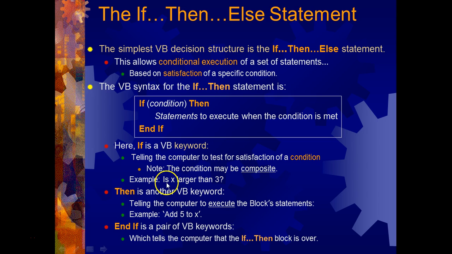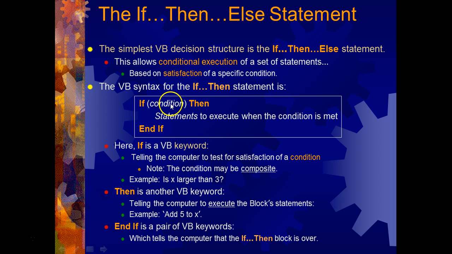Anyway, here's one. Is X larger than 3? So that's not a composite condition, that's just a regular condition. Then is another VB keyword, telling the computer to execute the block statement. So this is the block here, whatever we put in here, called the block. It can be more than one line, but here it's just one line. Add 5 to X. So that might be what we tell it to do under a certain condition.